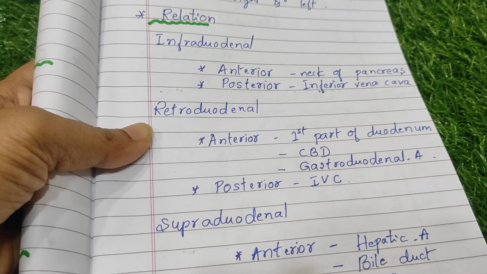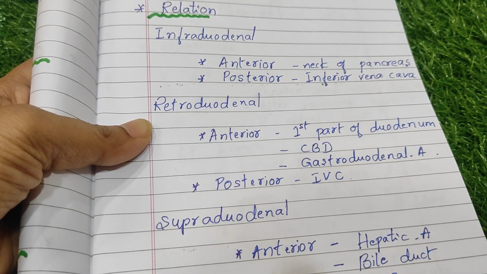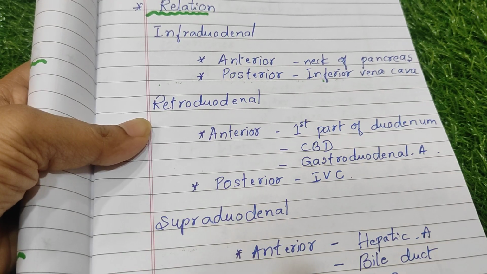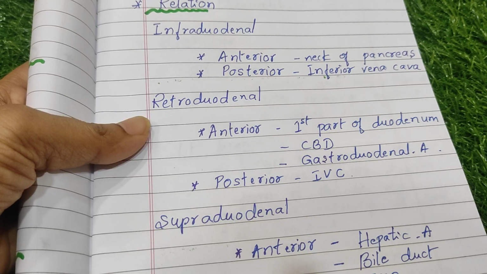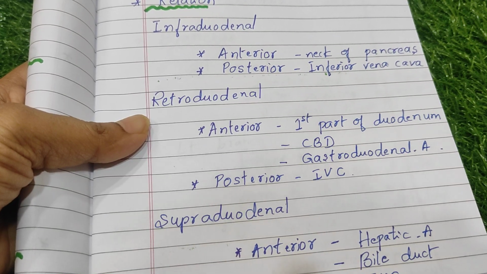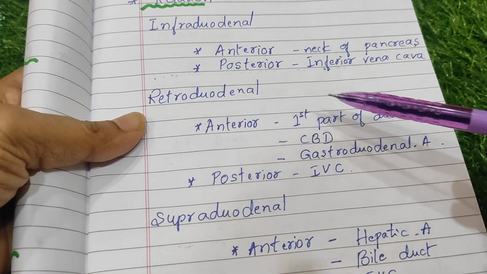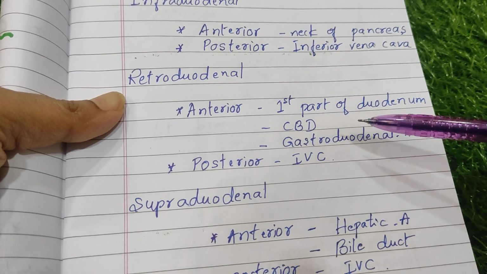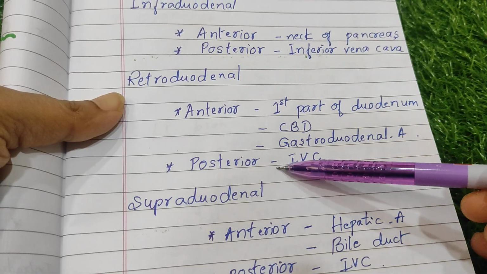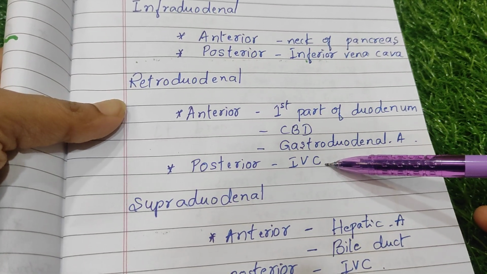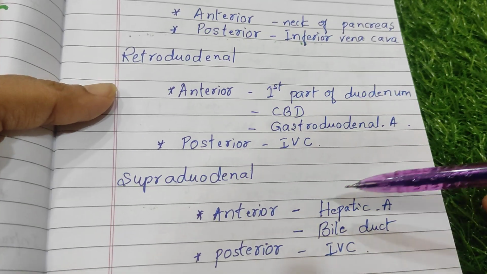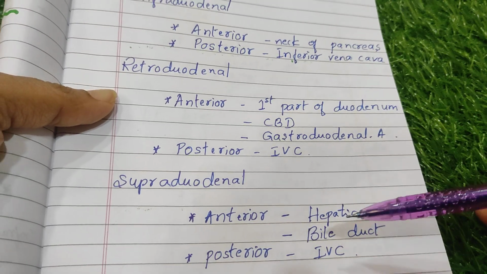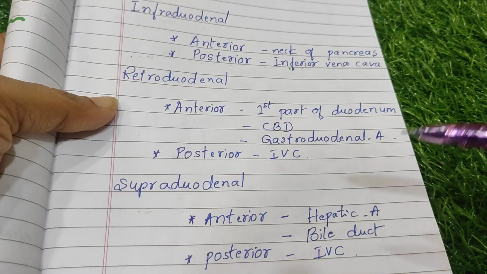Next, moving on to the relations of the portal vein. Relations also you can divide it as infraduodenal relations, retroduodenal and supraduodenal. Infraduodenal, anteriorly lies the neck of the pancreas. Posteriorly there is inferior vena cava. Then the retroduodenal part, anteriorly comes the first part of the duodenum, CBD and gastroduodenal artery. Posteriorly is inferior vena cava again. Supraduodenal part, anteriorly hepatic artery, bile duct is there, and posteriorly inferior vena cava. So all the parts posteriorly there is inferior vena cava.